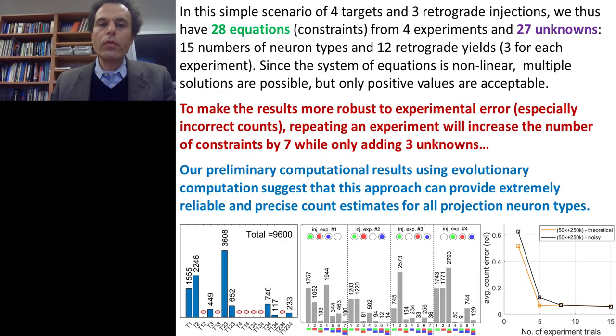Now, how many unknowns do we have? Well, we have 15 unknowns, which are the numbers of neurons in each type. And then we also have the fractions of colors that are picked up, those K1, K2, K3 parameters. We have 3 of those unknowns for each of the 4 experiments, so 12 unknowns. So we have a grand total of 27 unknowns and 28 equations. So we can put this system with 28 equations and 27 unknowns in a numerical optimizer and let the computer crank the numbers and find possible solutions.